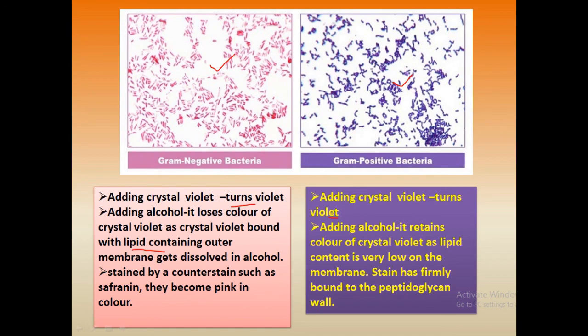But in case of gram positive bacteria, there is no lipid in the outer membrane. So, the stain gets firmly attached to the peptidoglycan wall, and the peptidoglycan wall doesn't dissolve out in the alcohol, so it retains its color. And so to see the gram negative bacteria in a microscope, we have to stain it with a counter stain such as safranin, and they become pink in color.